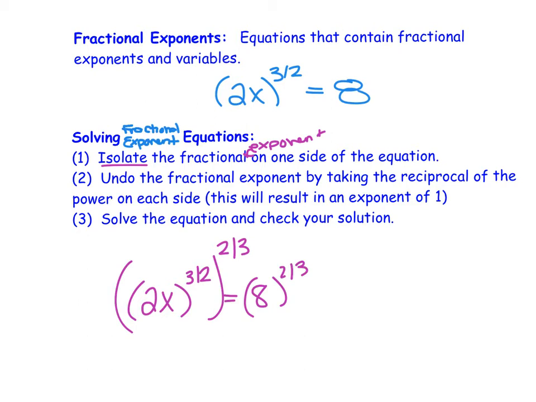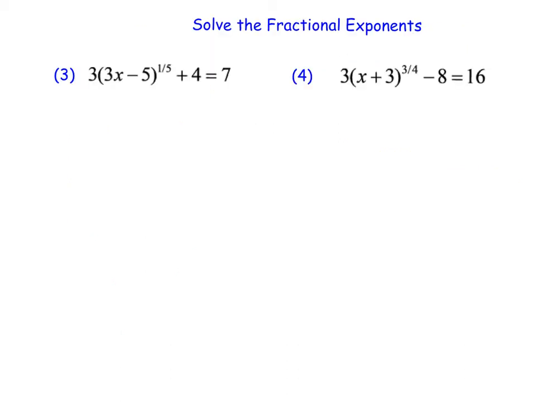Now we're going to do that because this is our powers to powers rule, and if we have 3 over 2 times 2 over 3, that becomes 6 over 6, which is a power of 1. So it essentially undoes that fractional exponent. So we'll be using the reciprocal to help us out. And then once we've undone the fractional exponent, we're going to solve the equation that we have left. So let's take a look at two examples.